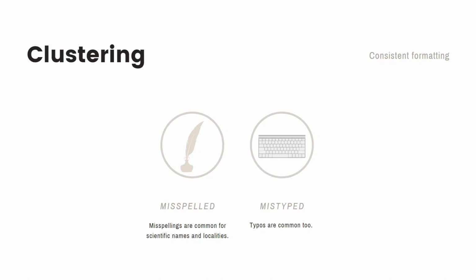Clustering is another useful feature. Clustering means finding groups of different values that might be alternative representations of the same thing. Clustering is useful for cleaning data sets with misspelled or mistyped entries. So in the scientific name column text facet that we created, let's click the cluster button.